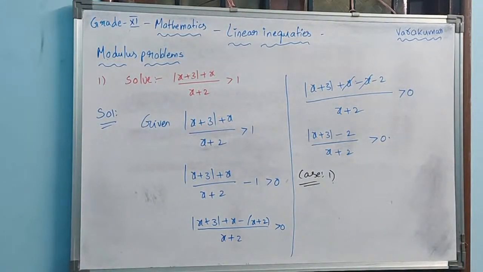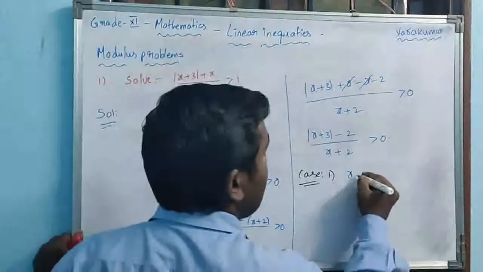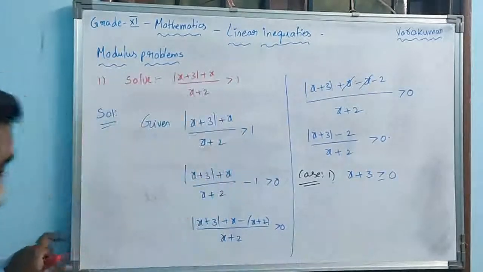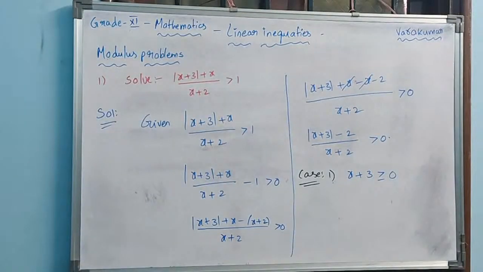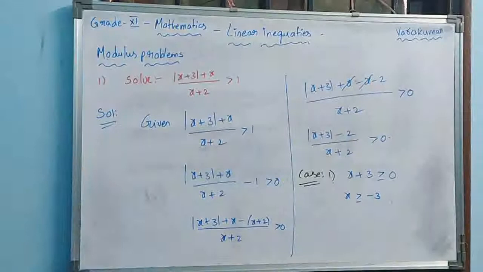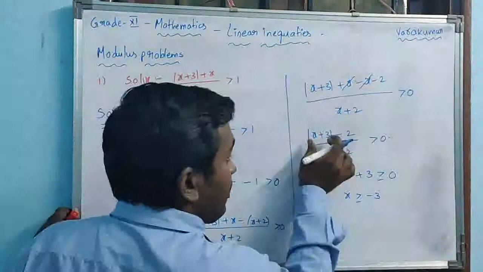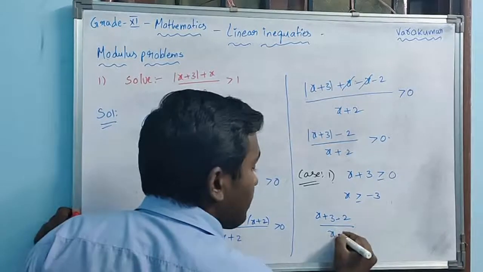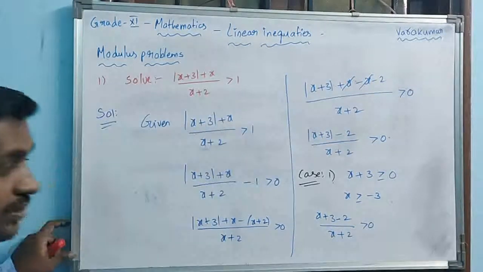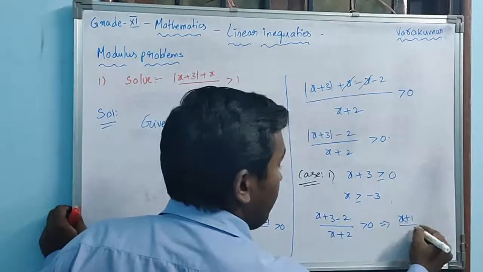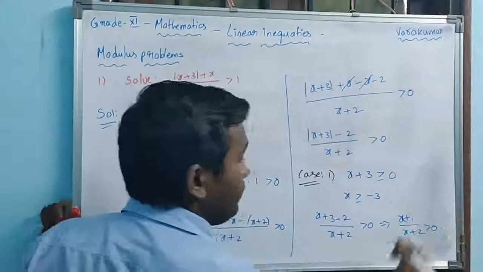If x + 3 is greater than or equal to 0, it says that x is greater than or equal to -3. Then the modulus value is taken as positive, so it becomes (x + 3 - 2)/(x + 2) > 0. From here, what we get is (x + 1)/(x + 2) > 0.